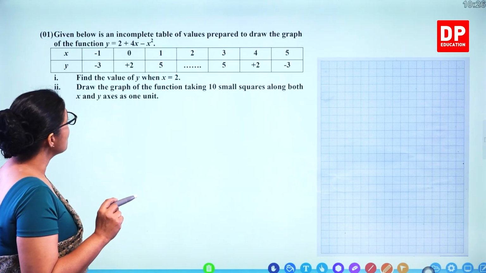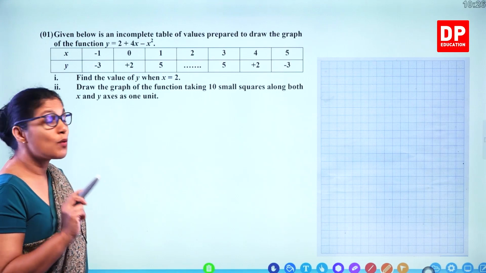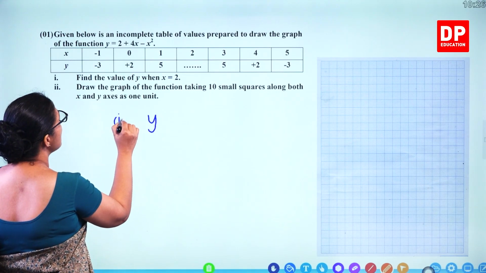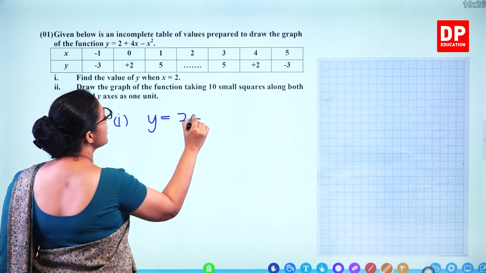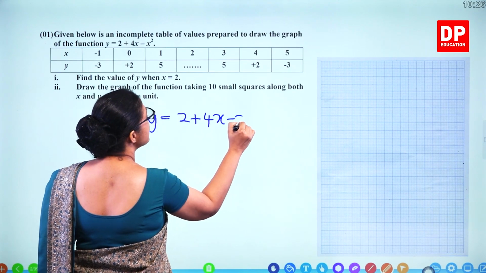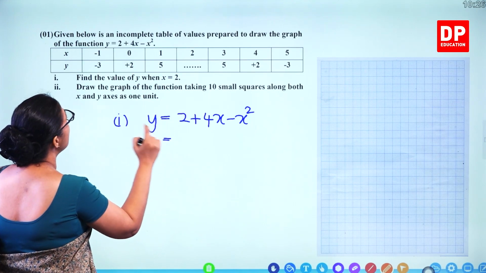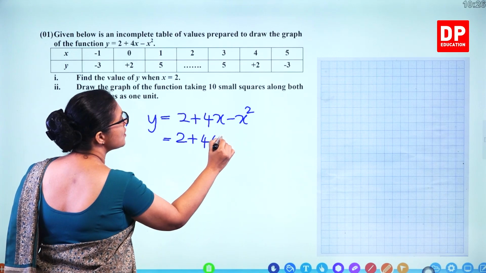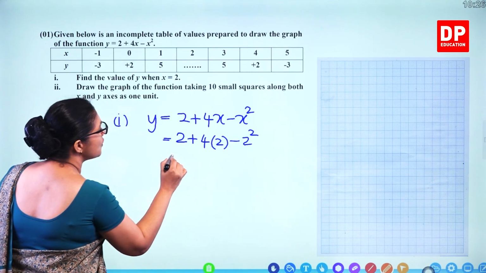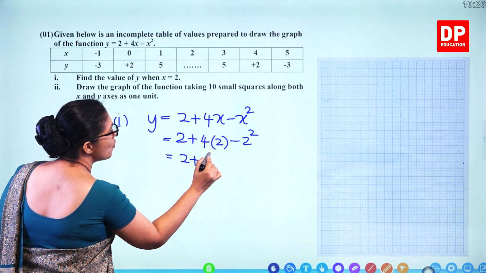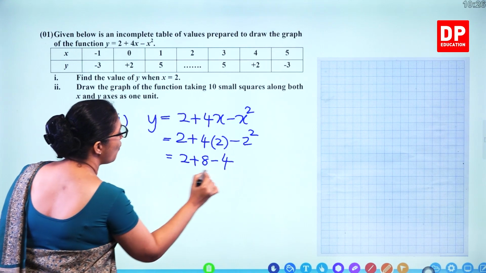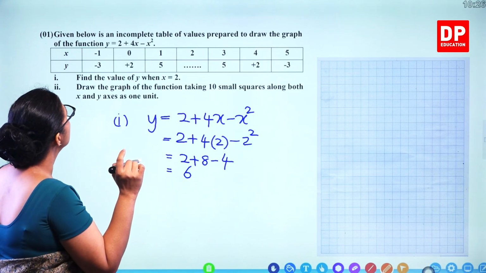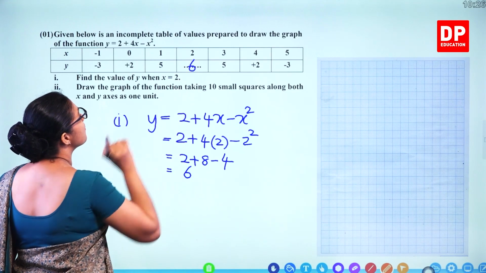The first part is find the value of y when x equals 2. So, you need to do the substitution. y equals 2 plus 4x minus x squared. So, when x equals 2, substitute x equals 2 there. What's the answer? 2 plus 4 times 2, 8, minus 4. 10 minus 4, 6. So, the answer is 6.